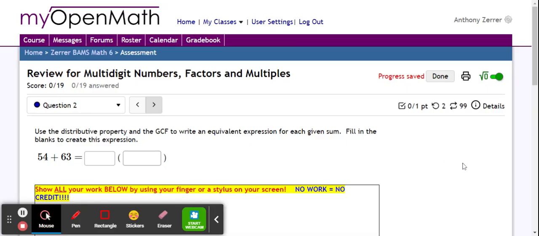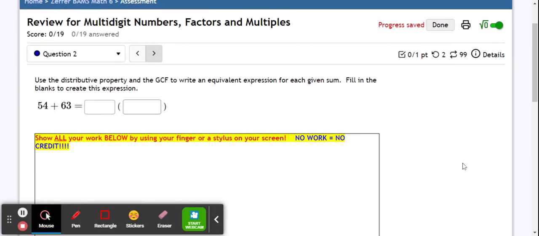Okay, the review here: multi-digit numbers, factors, and multiples. This leads into an interim. For this first one, we will take 54 and 63, and we need the GCF. GCF is greatest common factor.